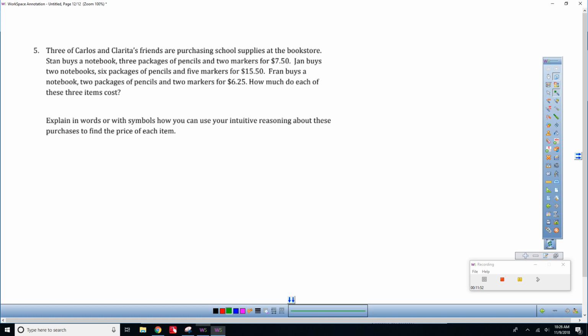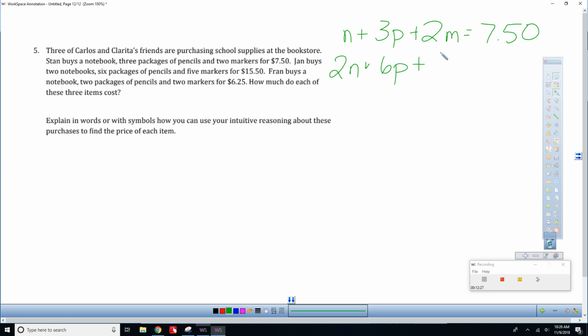Stan buys a notebook, 3 packages of pencils, and 2 markers. N plus 3P plus 2M. Yes, we got 3 variables. Oh my goodness. Jan buys 2 notebooks, 6 pencils, and 5 markers, and they cost $15.50.